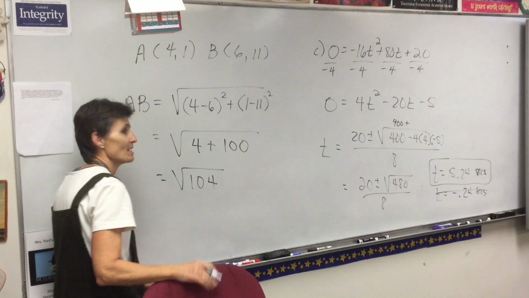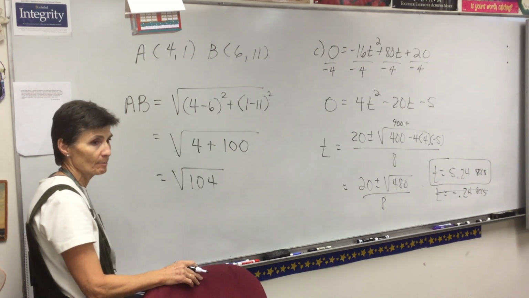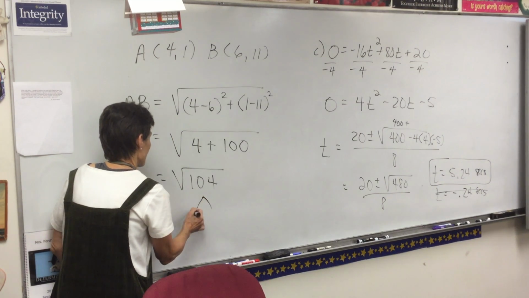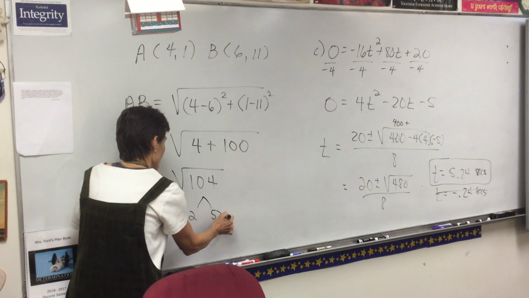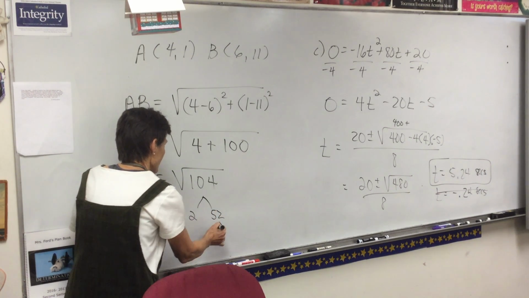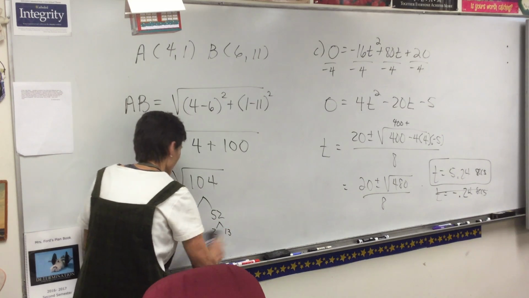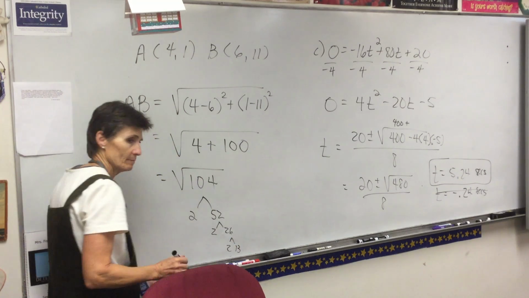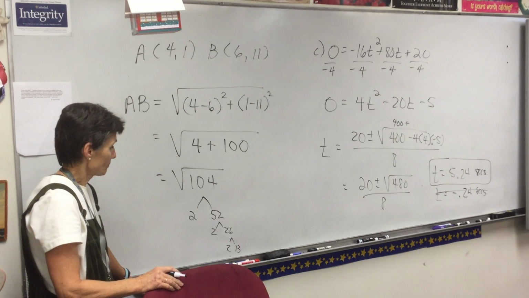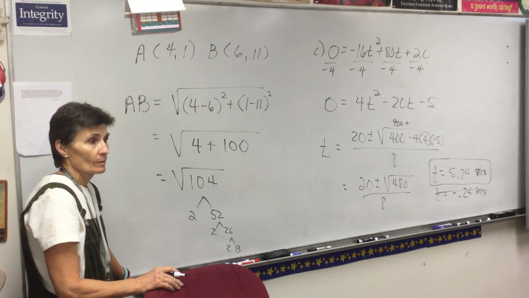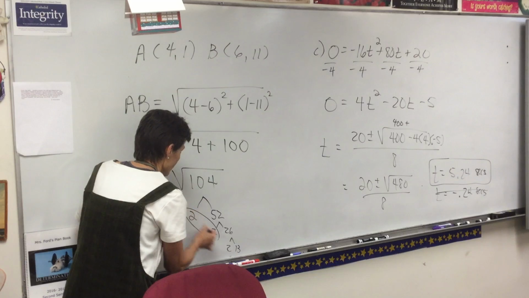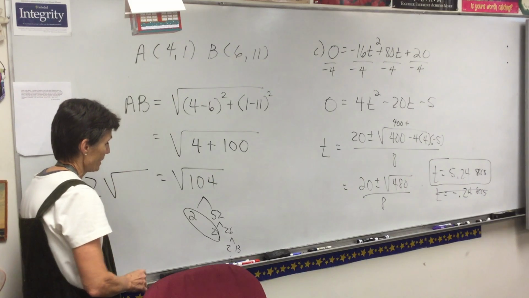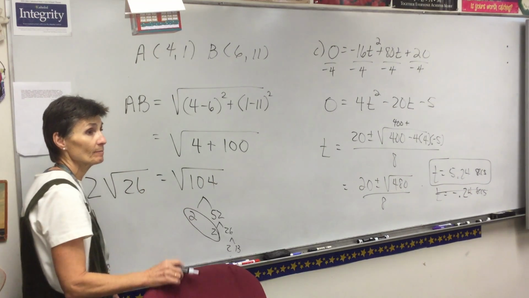Now this one does not say round to the nearest hundredth. This one you need to simplify. So 104 breaks down into 2 times 52. And that is 2 times 26, and that is 2 times 13. So what's our rule? You got 2 of something, you take it out. So I have 2 2s and an extra 26.